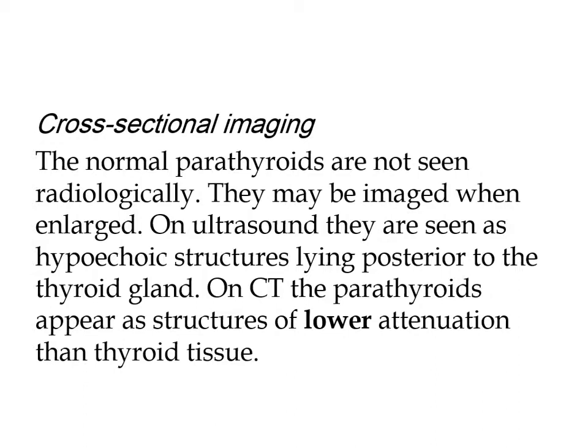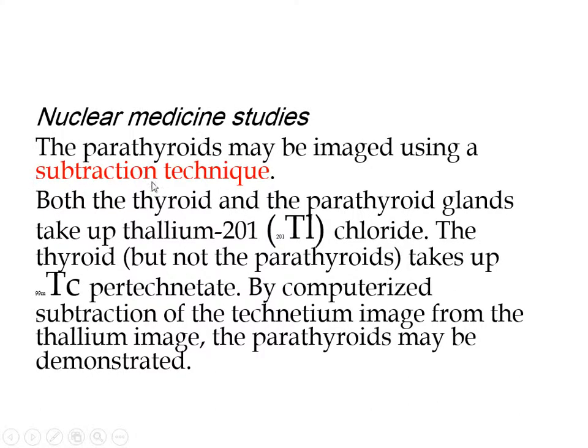The parathyroid glands are not seen radiologically in cross-sectional anatomy, but when enlarged they can be seen by ultrasound, by CT, or by isotope. In nuclear medicine studies, the parathyroid may be imaged using the subtraction technique. Both the thyroid and parathyroid glands take up thallium-201, thallium chloride 201. The thyroid, but not the parathyroid, takes up technetium pertechnetate. By computerized subtraction of the technetium image from the thallium image, it shows the parathyroid.